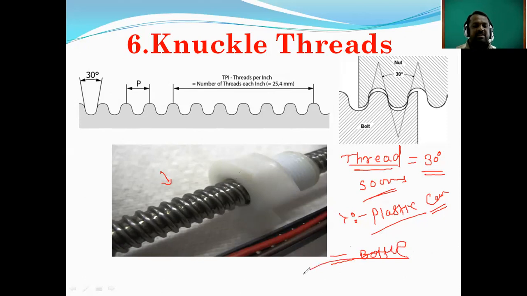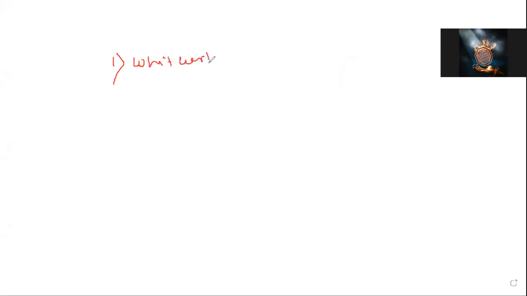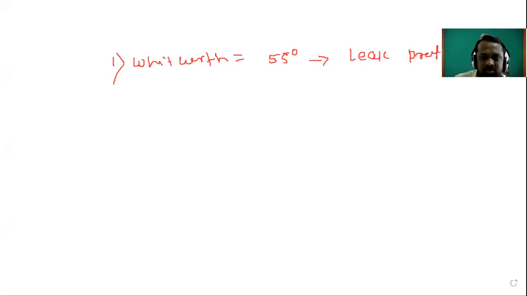Now see, these are the types of threads. So I will write down here. Then tell me the included angle and practical example, please. First is the Whitworth thread. And what is the thread angle for that? 55 degrees. And what is its application? Leak proof application. For leak proof we are using it here.